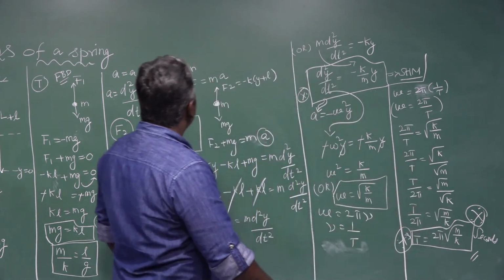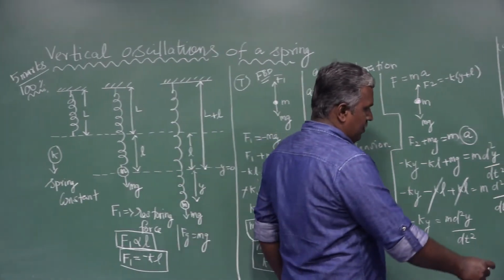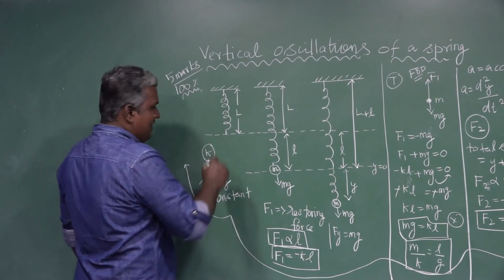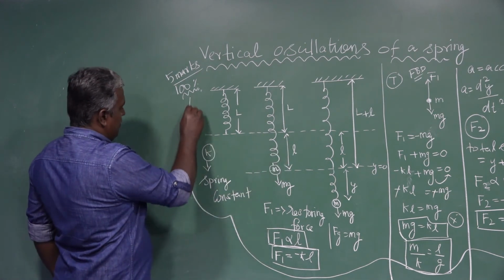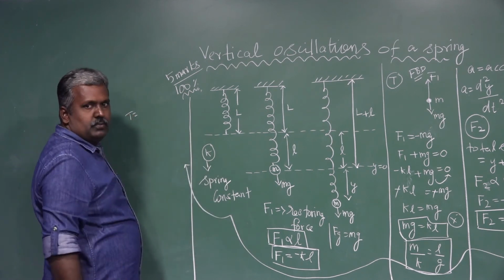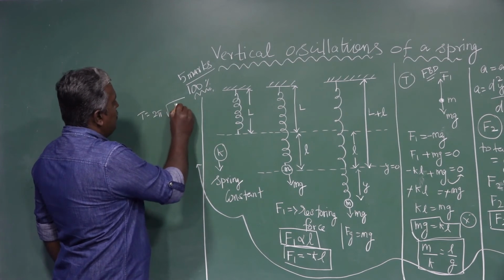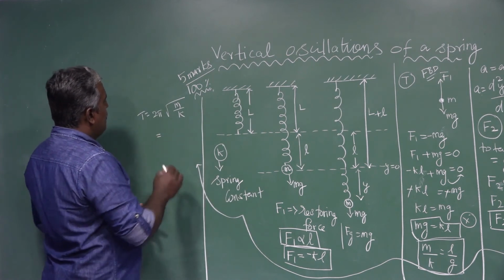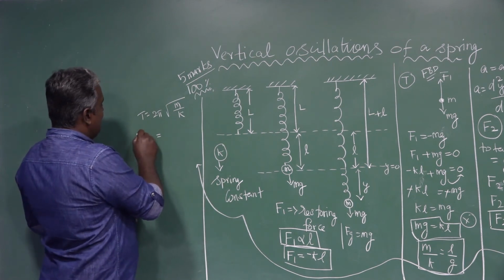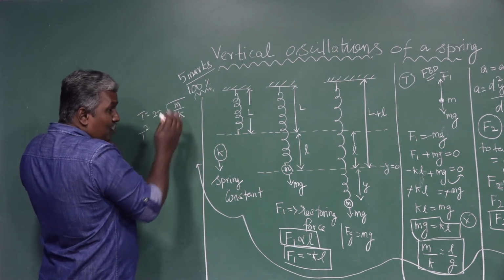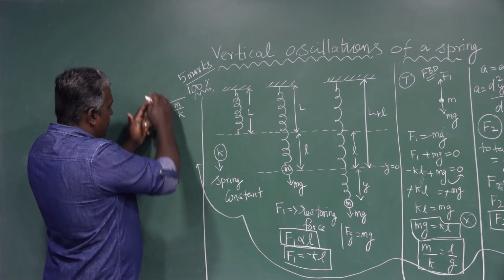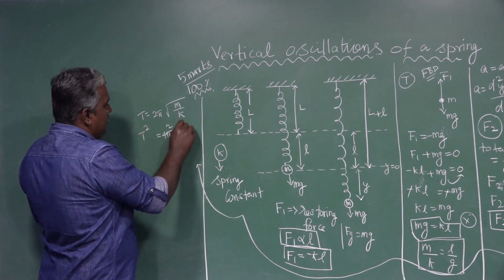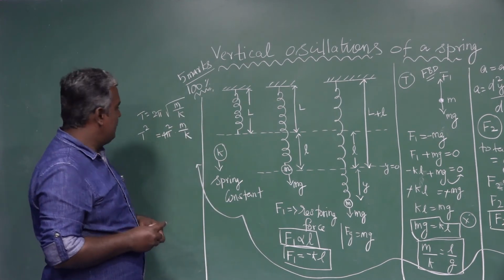Then listen. From here, t is equal to 2 pi root of m by k. Taking square on both sides, t whole square is 2 pi into root of m by k whole square, which is 4 pi square into m by k.